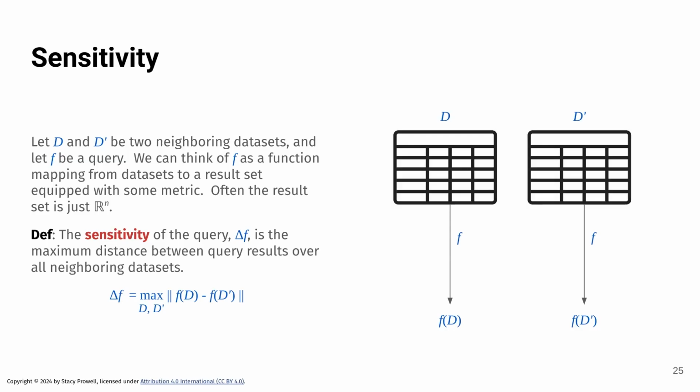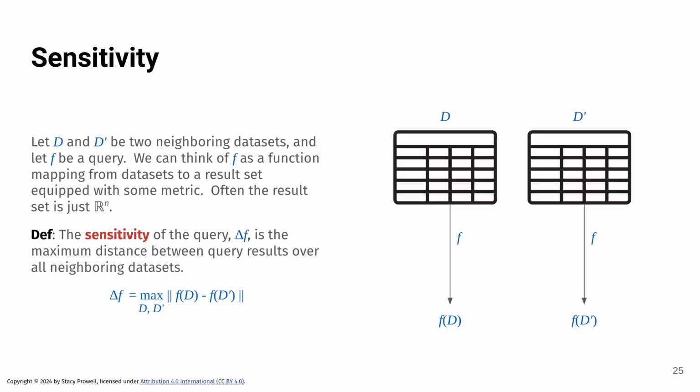Sensitivity is a key idea that we're going to need going forward. So let's say D and D prime are neighboring data sets, right? They differ by a single row. F is our query. It maps our data set onto some result set. Often when you're looking at the math of differential privacy, people like to use R to the N, this beautiful connected subspace. But really, all we need is for F to map from the data set onto some metric space.